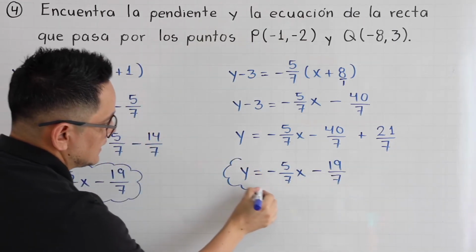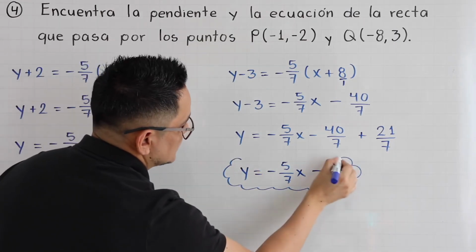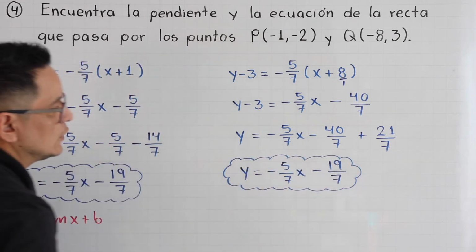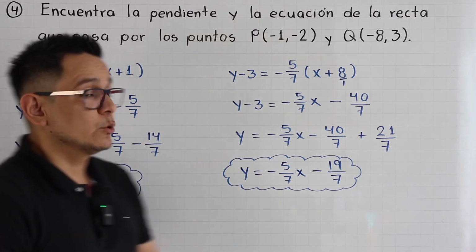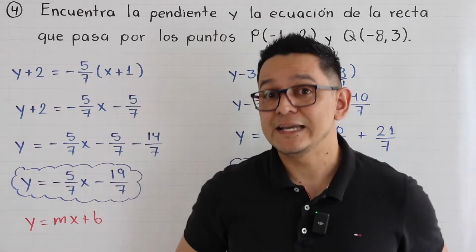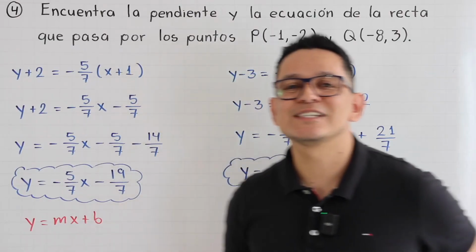This right here is already the equation of the line in its slope-intercept form, and I want you to notice we're arriving at exactly the same thing, and it's equal to negative 5/7 of x minus 19/7. That's it. With that, we're confirming that what we've done is correct, right? And now we have both equations.